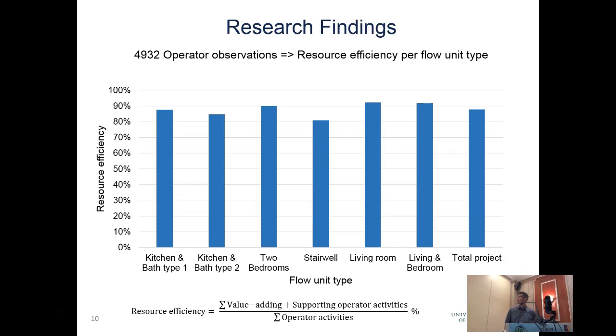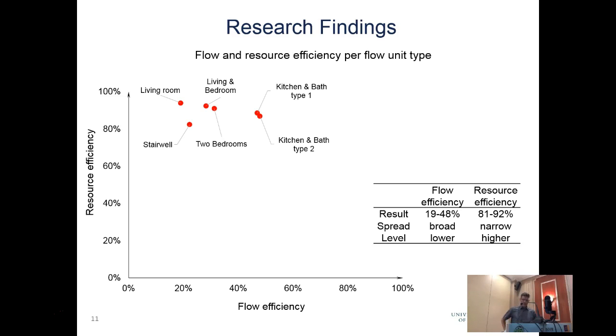In the same way, we calculated resource efficiency with 4,932 operator observations. A more even result. The highest was reached by the living room, 92%. Both flow and resource efficiency are combined visible in the star diagram as dots for the different flow unit types. Just to summarize the result, the resource efficiency is on a higher level compared to flow efficiency, which spreads more across the flow units. And we did not reach a kind of balanced position.